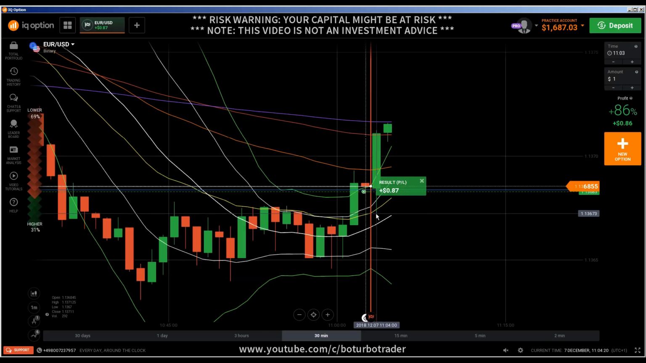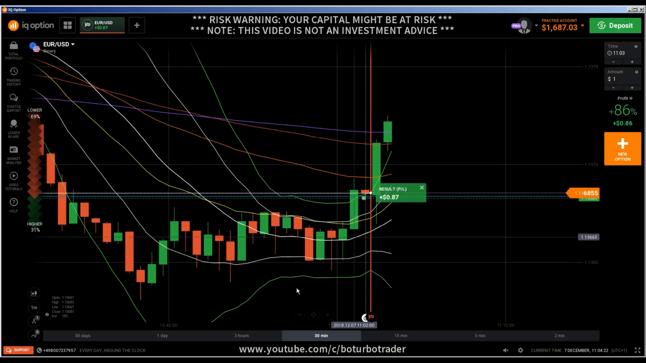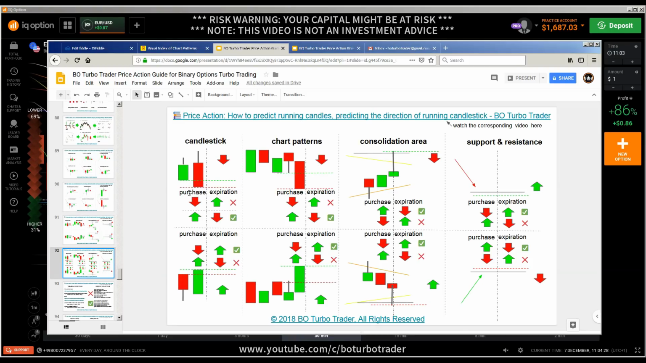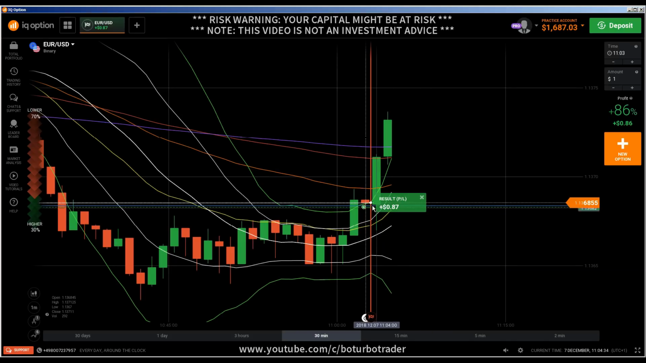Really fast, and at the end it has done exactly what I have explained in the ebook here about the expiration time and the purchase time. If price goes down in the purchase time, in the expiration time it goes up, and vice versa. And that is this. And here I have done nothing else than a call option on support in an uptrend, and you see that was it already.